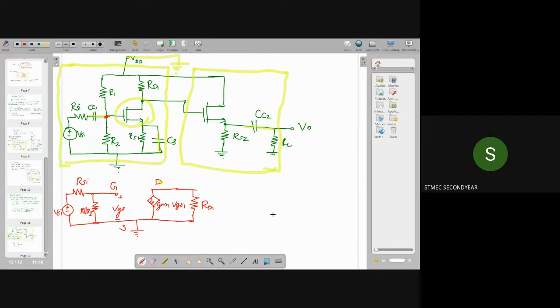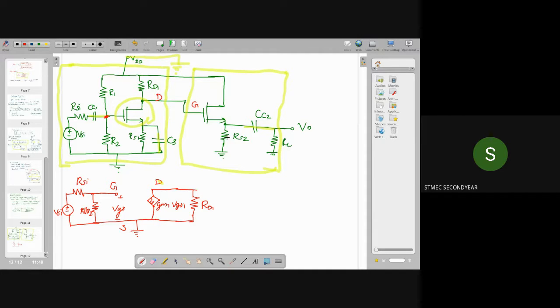Now coming to the second stage, we draw it as a cascade. Please pay attention. This drain is connected to this gate, right? The drain of the first transistor is connected to the gate of the second transistor. Then the gate of the second transistor is connected to ground.